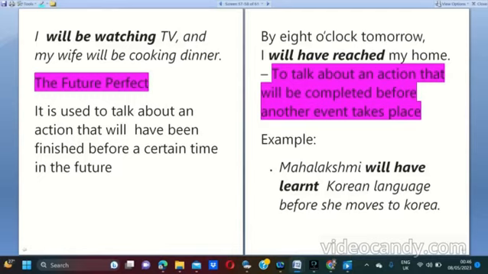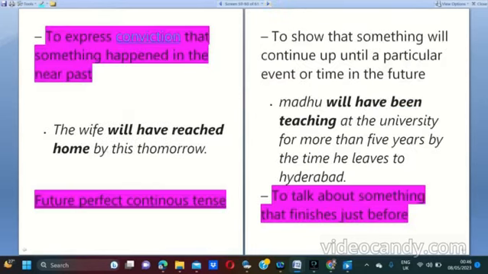This action, she moves to Korea, happens later. First, which action happens? She will have learned. When she learns, she will go to Korea. Here, based on this rationale, which is the earlier action? "Will have learned" is the earlier action. "She moves to Korea" is the later action. Let's express an assumption: the wife will have reached home by this time tomorrow. See, this is a kind of assumption. Whenever we talk about actions like these, we use future perfect tense.